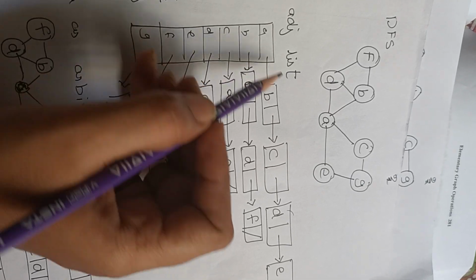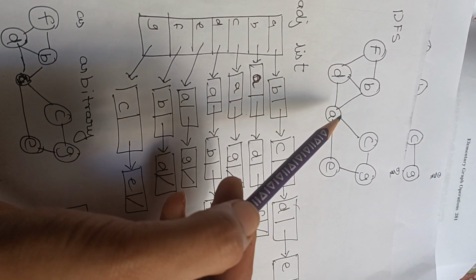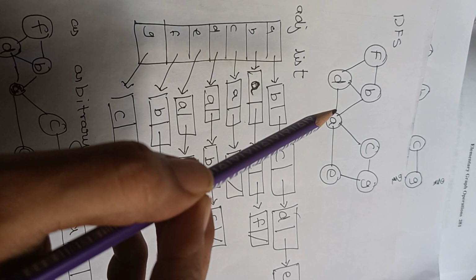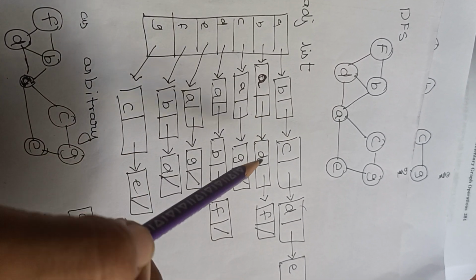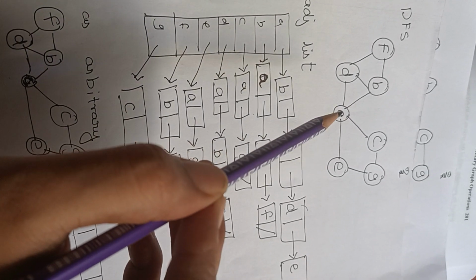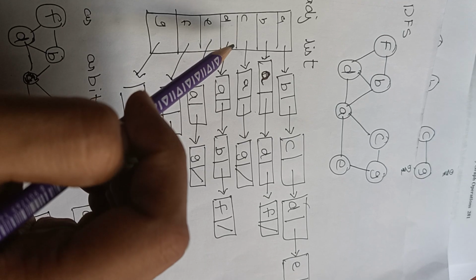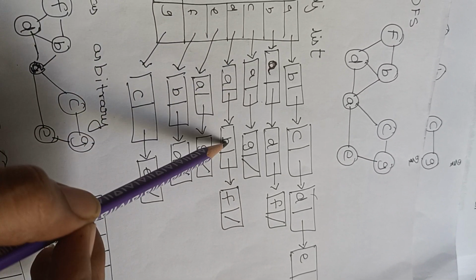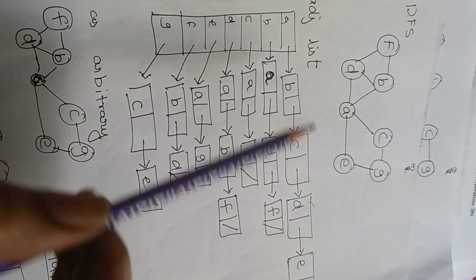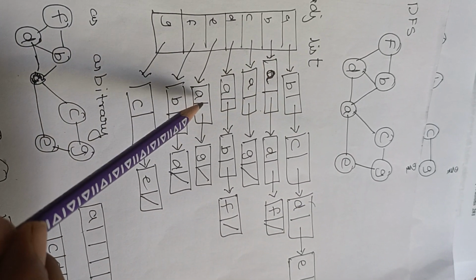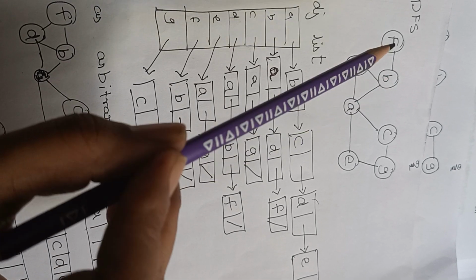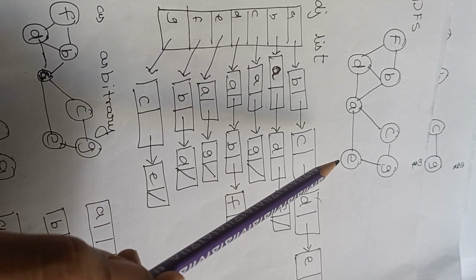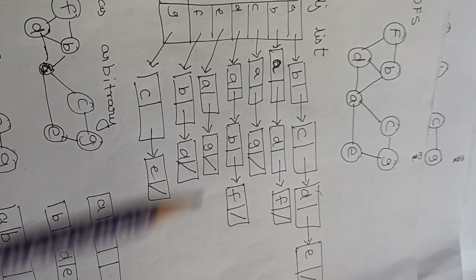If you take A, B is adjacent to A, C is adjacent to A, D is adjacent to A, E is adjacent to A. Then for your B, we have A, D and F. For your C, we have A and G. Then for your D, we have A, B, F. Then for your E, we have A and G. For your F, we have B and D. Then for your G, we have C and E. This is the adjacency list.